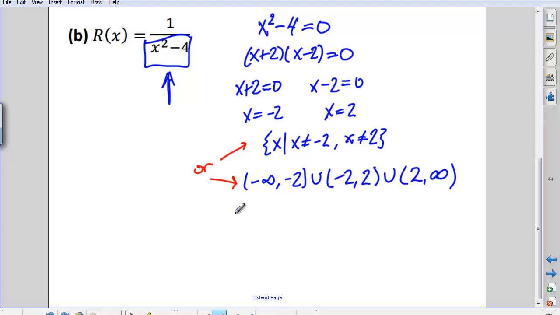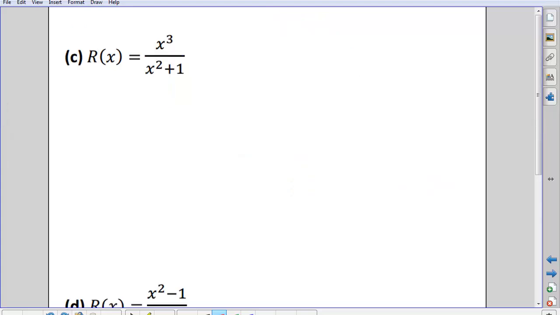Part C, x cubed over x squared plus 1. So if we look at x squared plus 1 again, we're really interested in that equation there, setting that equal to 0. If we try to factor that, it doesn't work. That's not a difference of squares. We do have a plus sign here, and so we can't factor that as a difference of squares. Really, we can't factor it at all, and so it's not factorable.